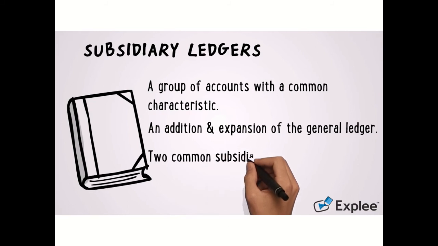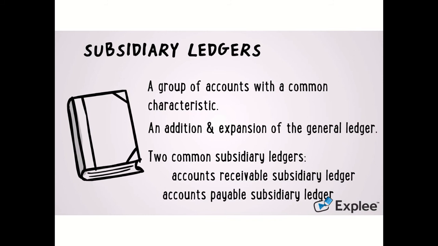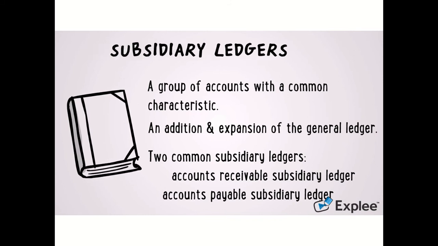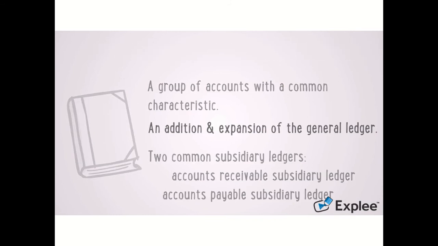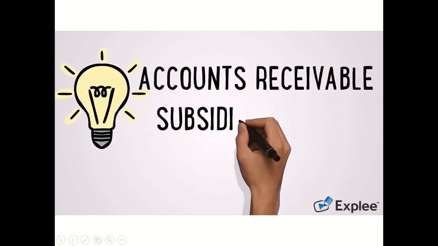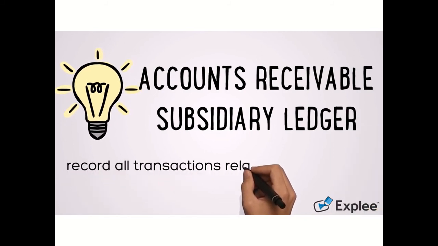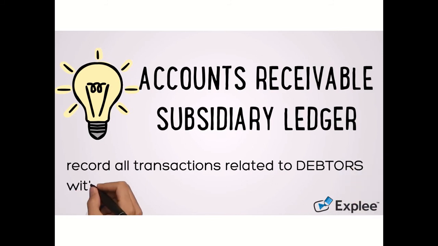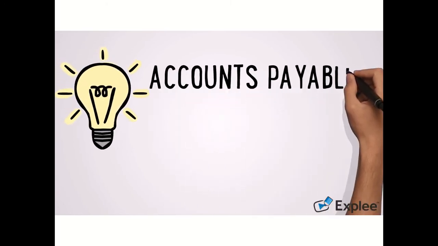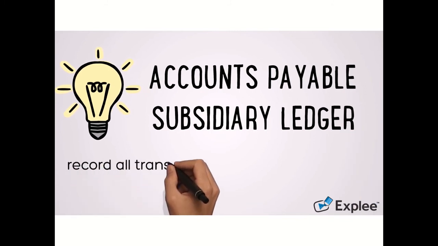2 common subsidiary ledgers are accounts receivable subsidiary ledger, accounts payable subsidiary ledger. Accounts receivable subsidiary ledger records all transactions related to debtors with their balances. Accounts payable subsidiary ledger records all transactions related to creditors with their balances.